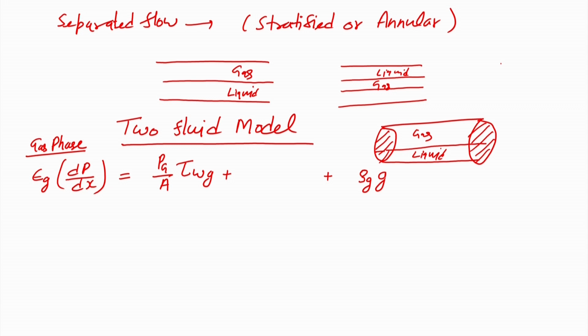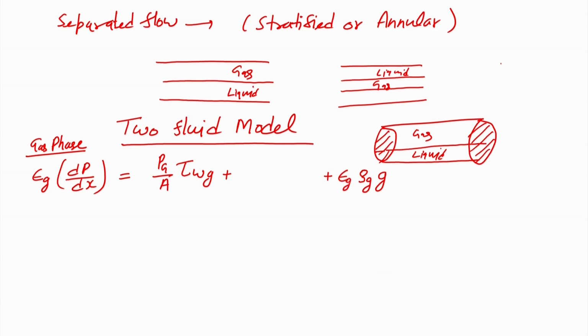Okay. So, it will be rho g into g. Now, again what you have to do, because this rho g into g will be there, you have to multiply with the overall volume, and only a certain fraction of this volume will be occupied by the gas. So, that is why you have to multiply it with the epsilon g.